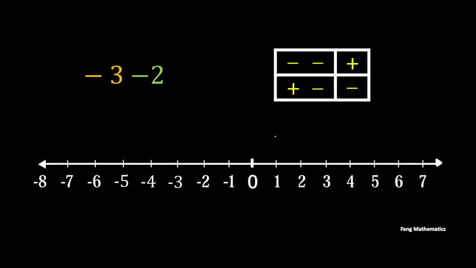Moving on, minus 3, minus 2. So minus 3 is your starting position. You are to minus, which is towards the left, for 2 units. So 1 unit gets you to minus 4, and the other unit gets you to minus 5. Your answer should be minus 5.